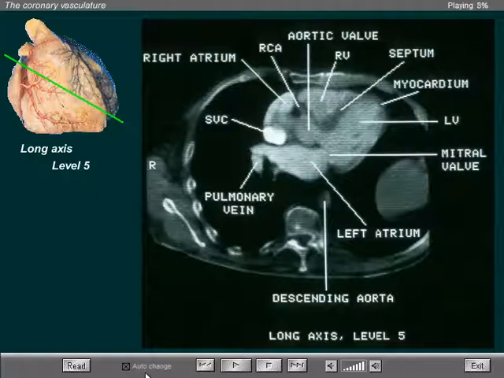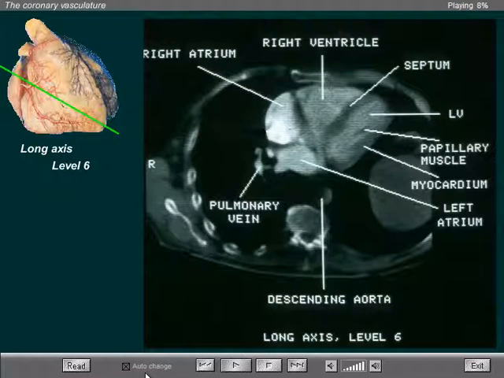In level 5, we see the outflow tracts of the right and left ventricle. We note the ascending aorta behind the right ventricle, the superior vena cava to the right and behind the ascending aorta, and the opacified left atrium with the entrance of the pulmonary veins as the most dorsal structures in this plane.